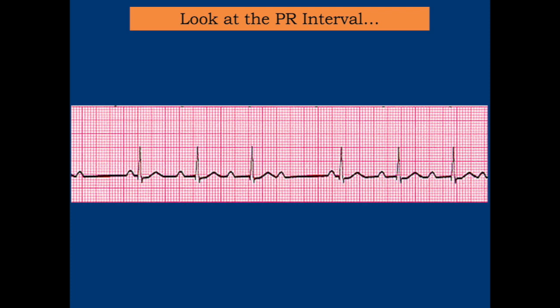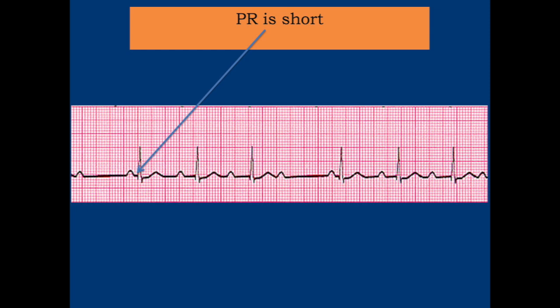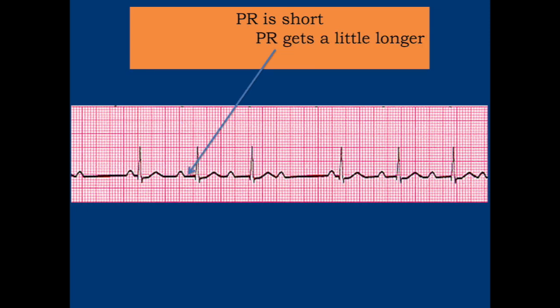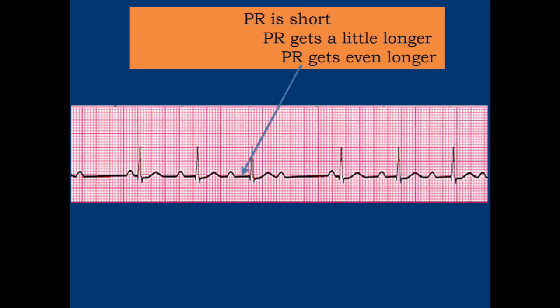Look at this PR interval. Start with your first QRS complex on the left. Look at the PR interval. You notice it's pretty close together, like a normal PQRS, a normal PR interval like you would see in a normal sinus rhythm. Notice that then the second QRS complex, the PR interval is stretched out. For the third QRS wave, we've got it really stretched out.